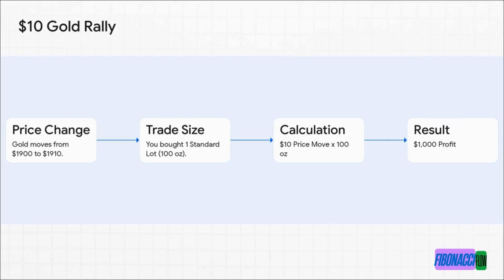Let's put this into a real-world example to make it stick. Imagine gold has a nice little rally, right? It moves from 1900 up to 1910 an ounce. That's a $10 move. If you bought one standard lot, that's 100 ounces, you just multiply that $10 price move by your 100 ounces. The result? A cool $1,000 profit. It's really that direct.